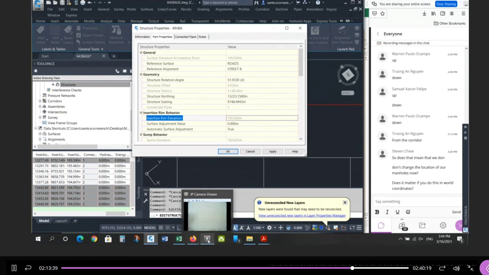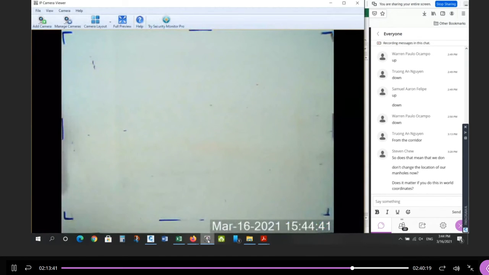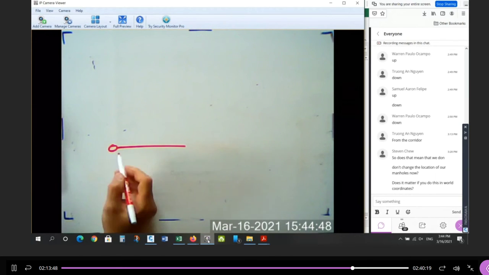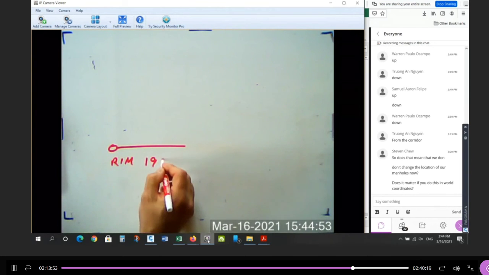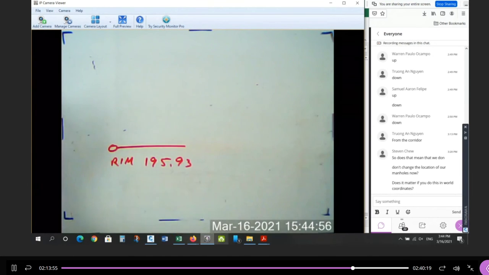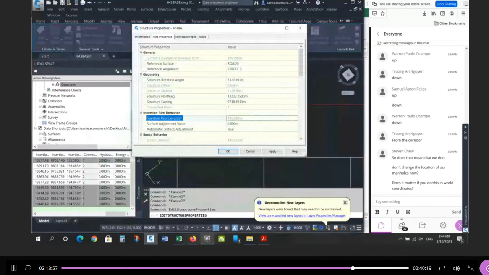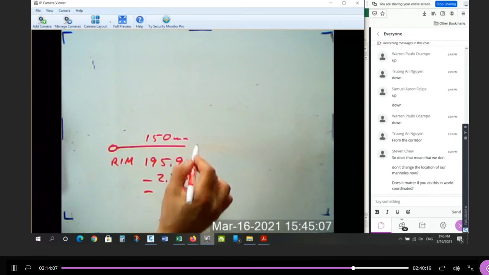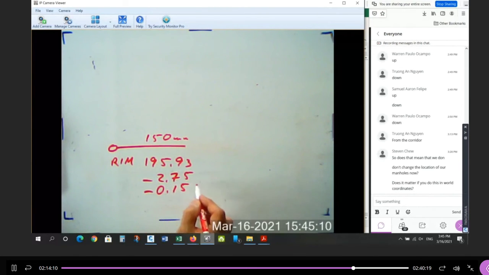So if we go back to my hand sketch, here's the maintenance hole. Here's the pipe. From the structure, I get that the rim elevation is 195.93. Let's just double check. 195.93. Okay. So now I know the minimum cover. I want to subtract 2.75, and I want to subtract the pipe size. A 150 millimeter is 0.15 meters. This all has to be in meters.